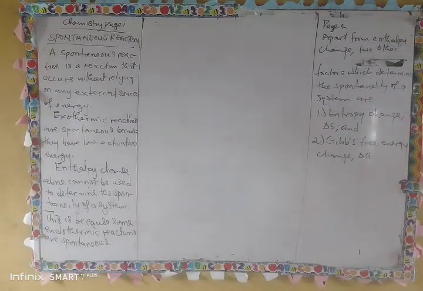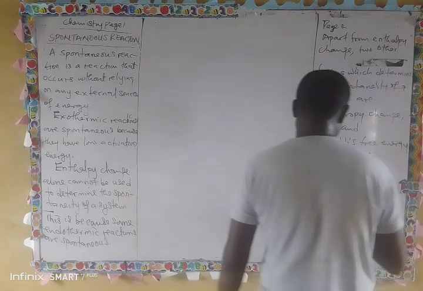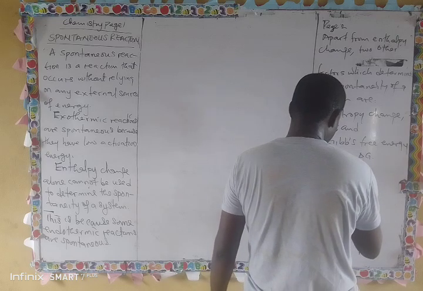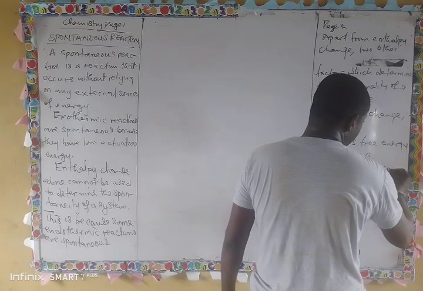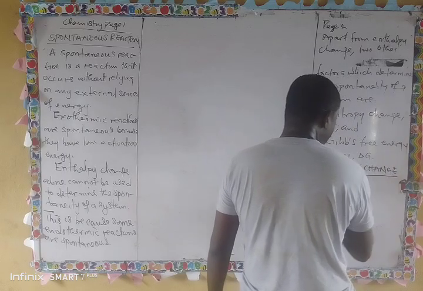They can ask you in any exam, state 2 factors that determine the spontaneity of a reaction apart from enthalpy change. You have entropy change and Gibbs free energy change. If they say state 3 factors, you say enthalpy change, entropy change, and Gibbs free energy. Now, what is entropy change? What is entropy itself?